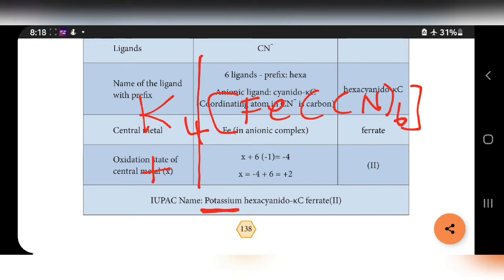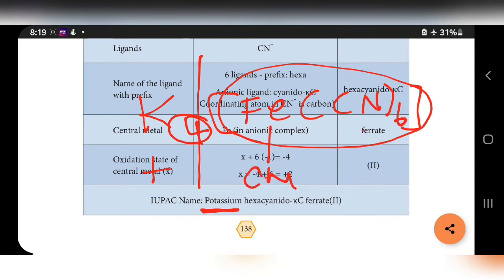For outside of the square bracket, no need to indicate the numbers. We don't use any number here, like tetra, tri. So simply potassium. Next we should write the negative part, that is this square bracket. This square bracket contains the central metal ion and ligands. In the formula, the central metal ion comes first and ligands come second, but for writing the name, ligands come first and then the central metal ion.